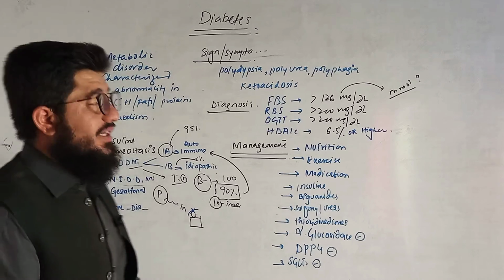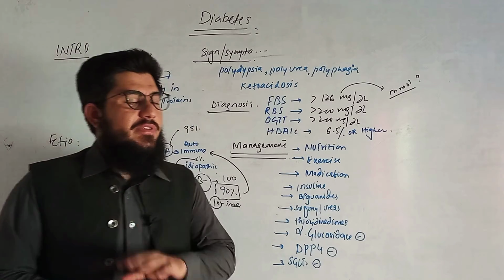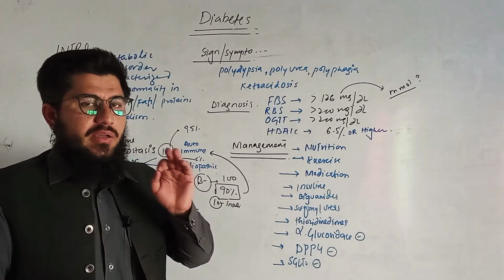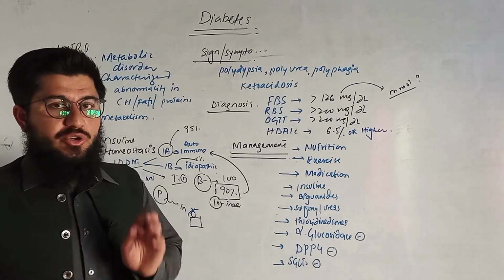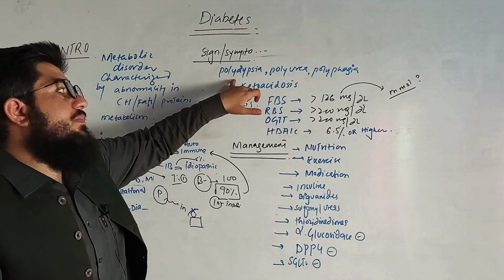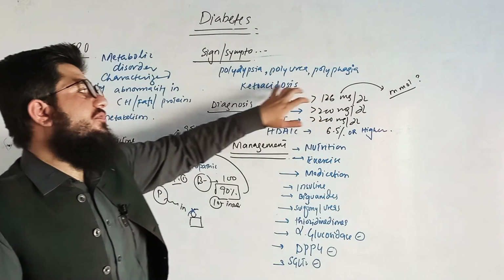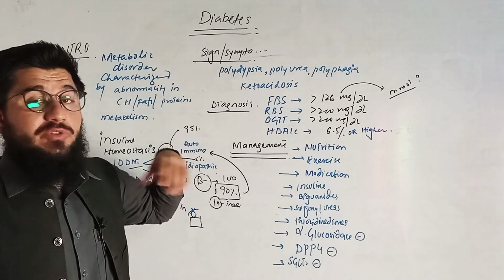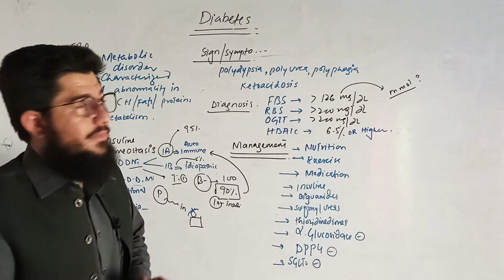Now let's come towards the signs and symptoms. Remember, several types of signs and symptoms are observed, but the main and important ones you should learn are polydipsia, polyuria, polyphagia, and ketoacidosis. You must keep this in mind for all. We do have some other signs and symptoms, remember.